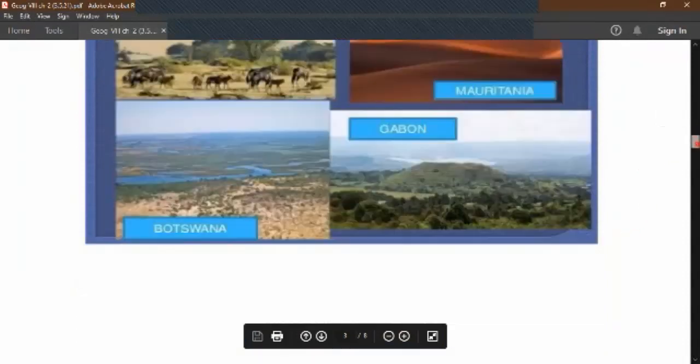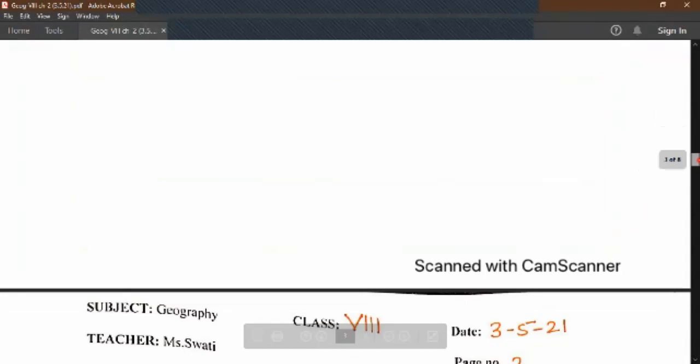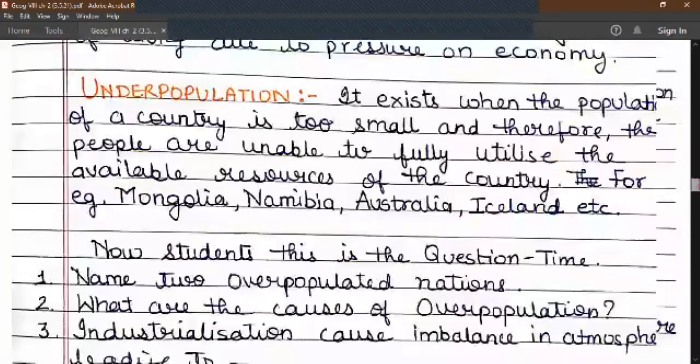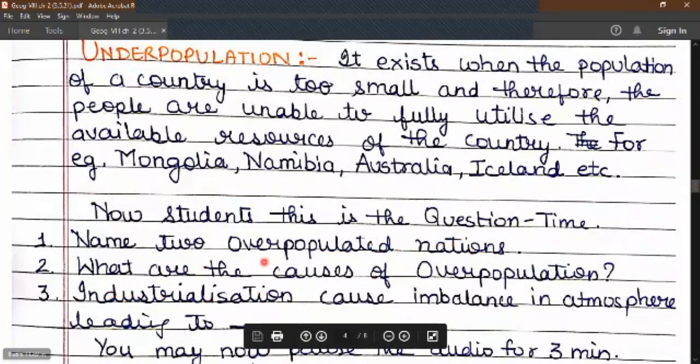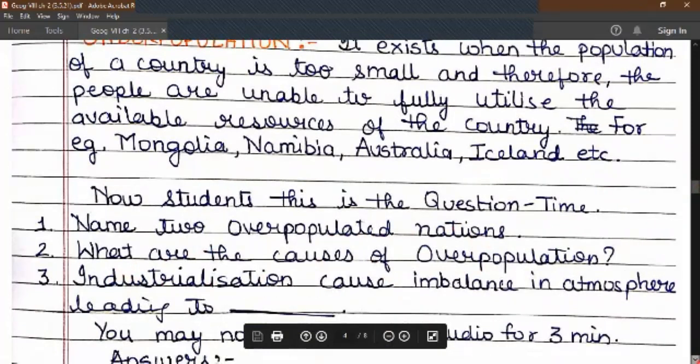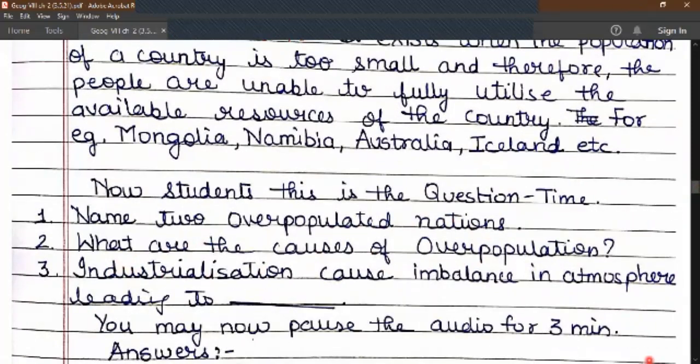Now, children, before going any further in the topic, let me ask you a few questions. Your questions are: Number one, name two overpopulated nations. Number two, what are the causes of overpopulation? Number three, industrialization causes imbalance in atmosphere leading to what? You may now pause the lesson for 3 minutes to write down your answers.